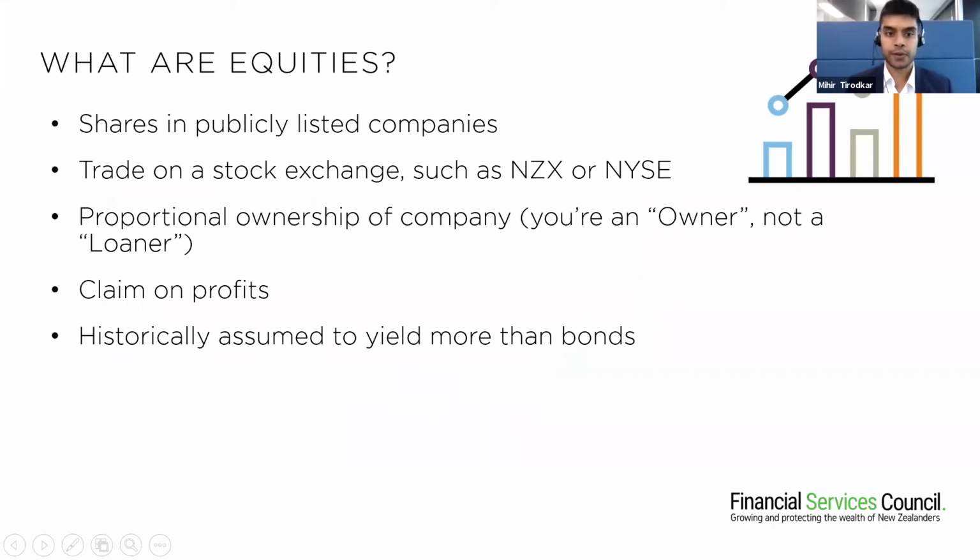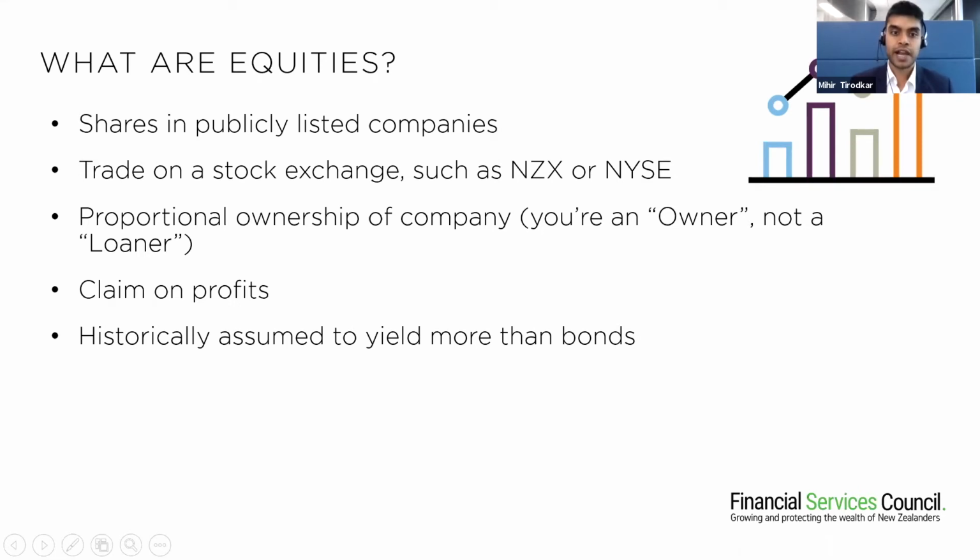Now we'll move on to equities. Equities, shares, and stocks, all the same thing. Equities are shares in publicly listed companies. This means that by buying an equity in a company, you effectively own a proportion of that company. An investor who owns one share in a company with 100 shares owns 1% of the company.